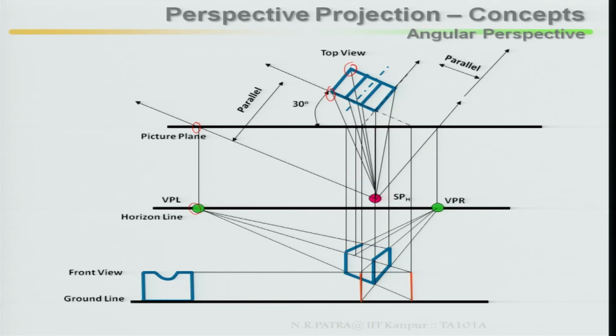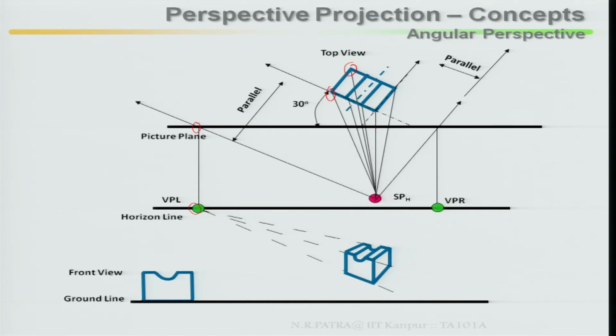Then you locate your inside circle, this inside circle has been located, then draw it, then considering this as your diameter, you draw the semicircle, then finish this. This is how your perspective view looks like. This is the concept of angular perspective.